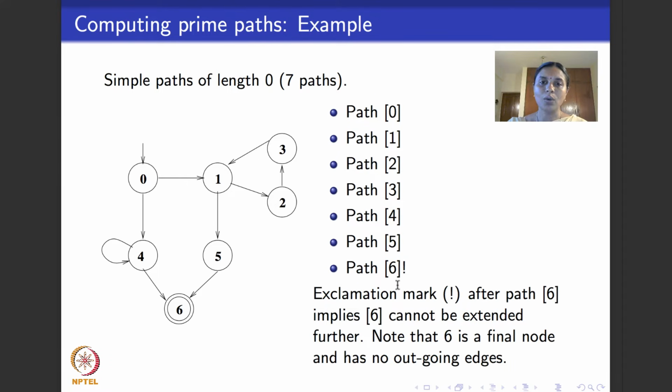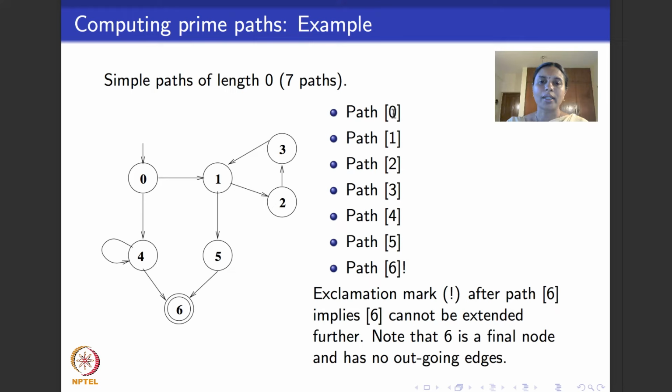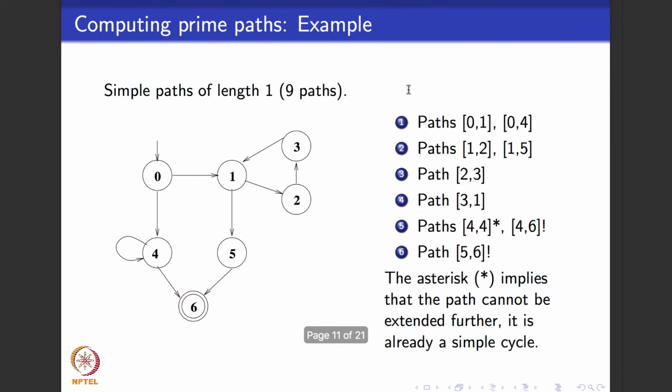Now after enumerating all paths of length 0, I go ahead and enumerate paths of length 1. So here is the same graph and here are the paths of length 1. How have I enumerated paths of length 1? I go back to the previous slide. Here is a path of length 0 which begins at vertex 0. So you go back and look at the graph, vertex 0. What are the two paths emerging from vertex 0? A path of length 1 from 0 to 4, and a path of length 1 from 0 to 1. That's what I've written here.